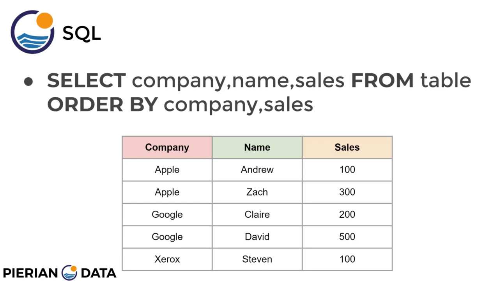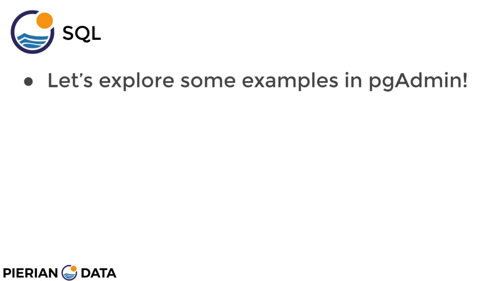So if you have duplicate values in a particular column, and you want to sort not just by that particular column, but another column as well, it makes sense to do an order by with multiple columns. And it's going to sort based off the order you provide. So it'll order by company first, and then by sales. Let's go ahead and explore some more examples in pgAdmin on the DVD rental database.